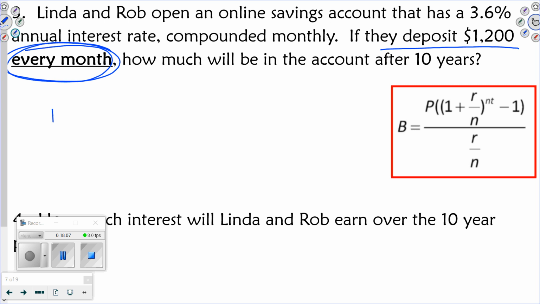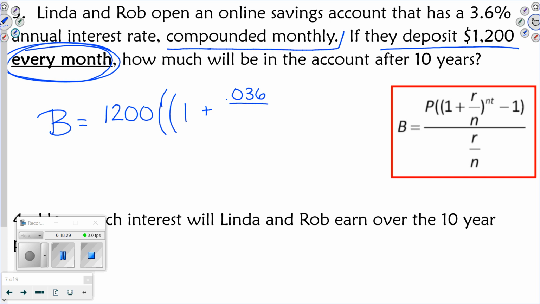So therefore, it is that formula. So B equals my principal, 1,200, makes a big difference. 2 parentheses, 1 plus, good, 0.036 over, how many, it says that is compounded monthly, which is 12. 12 times 10, because it says 10 years. Close parenthesis.